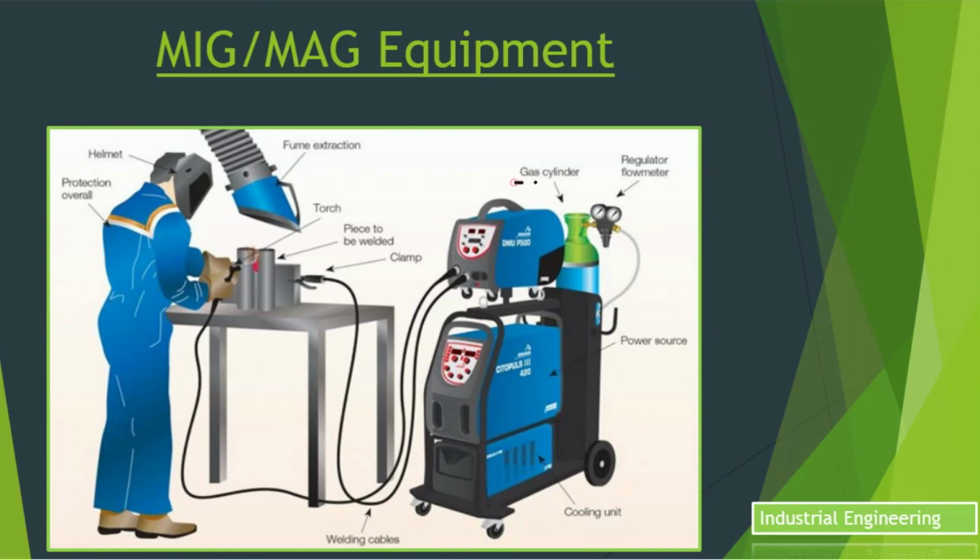This is the gas cylinder in which a shielding gas is stored, which is connected to the gas flow. This is the gas flow regulator. The power source is connected to the wire feeder. This is the wire feeder.